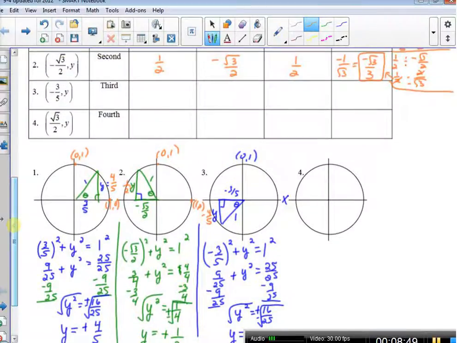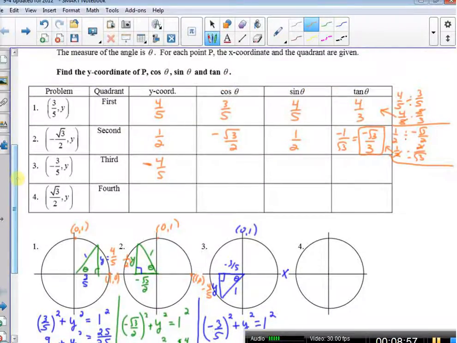So my y-coordinate is negative 4 over 5. My cosine of theta is my x-coordinate, so that's negative 3/5. My sine is my y-coordinate, negative 4/5. Again, my tangent is y over x, or sine over cosine. So it would be negative 4/5 divided by negative 3/5. Well, we already had one up above, and it was basically the same thing. They're both negative, so they're going to simplify to 4/3 again.